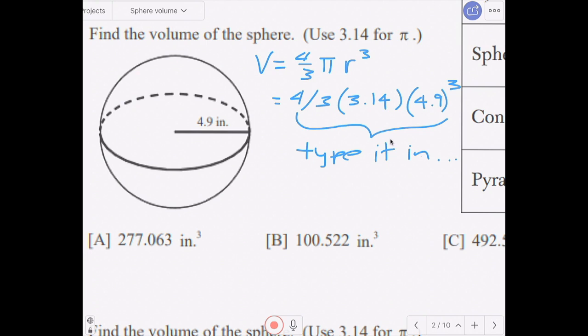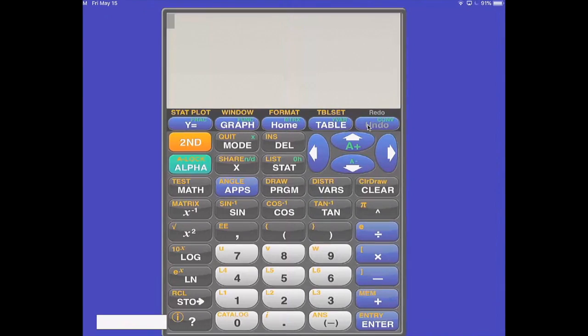So type this into the calculator if you haven't done that so far, and if you need the help, here's the help on typing it in. So on this graphing calculator app, I would do 4 divided by 3, 4/3. They told me to use 3.14 for pi, and then I'm going to multiply that by the radius, which is 4.9, to the third power. And here's my exponent button right here on the calculator, to the third power. And that would be the answer that I'd be looking for.